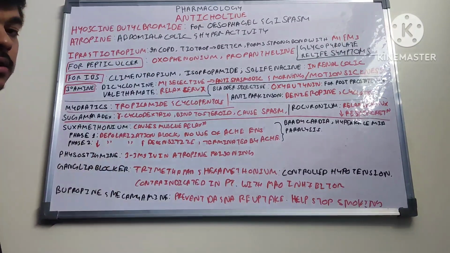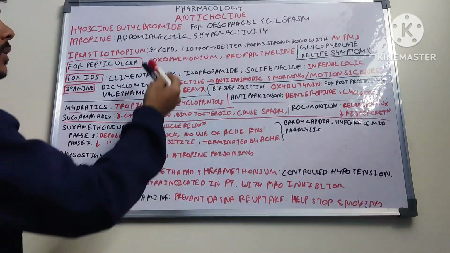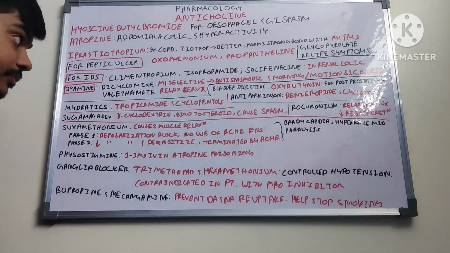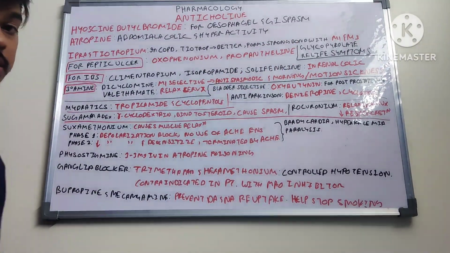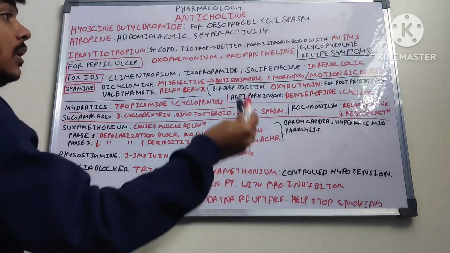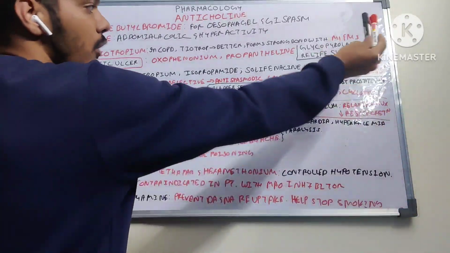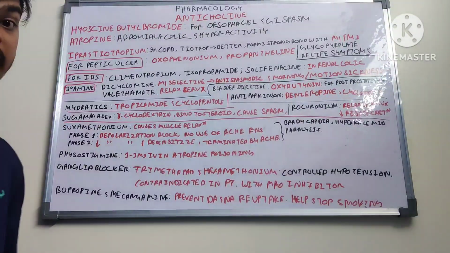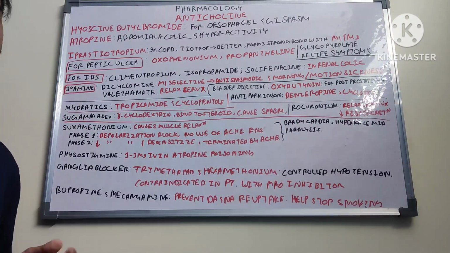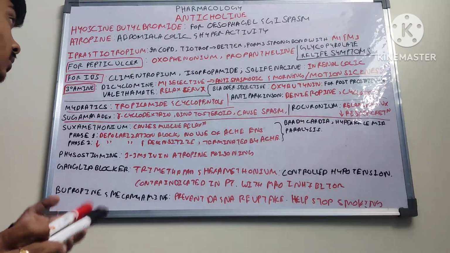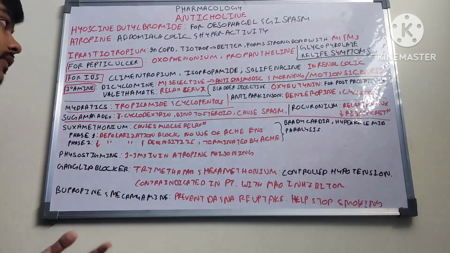Next is for peptic ulcers. As I told you, atropine can be used, but oxyphenonium or propantheline, right? They are better drugs of choice. But yeah, the best one again remains H2 blockers. And yes, glycopyrrolates, these are drugs which, when inhaled, can provide only symptomatic relief in COPD but not the cure, right? Only symptomatic relief in COPD.